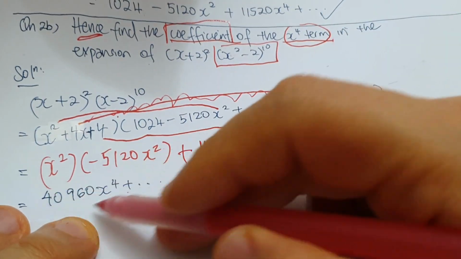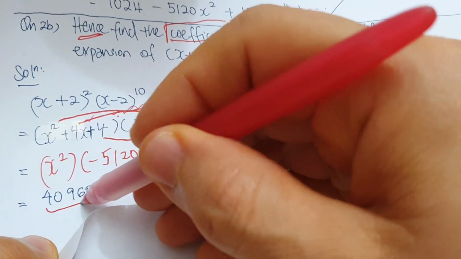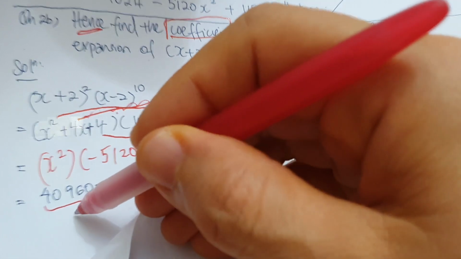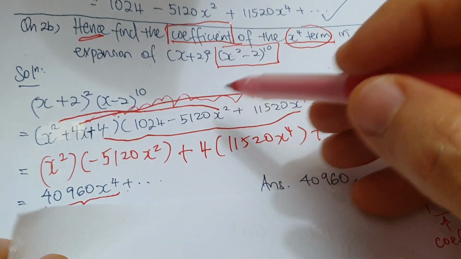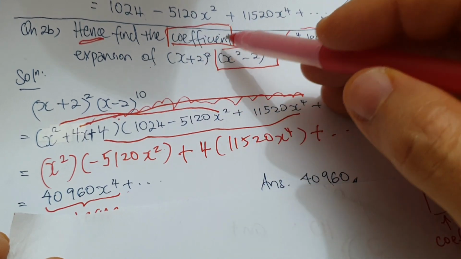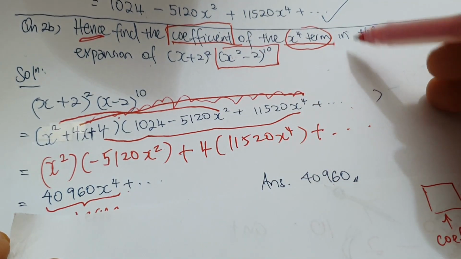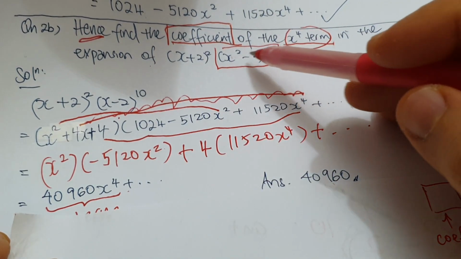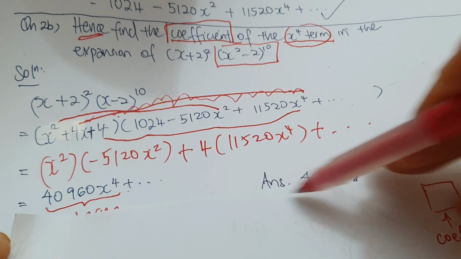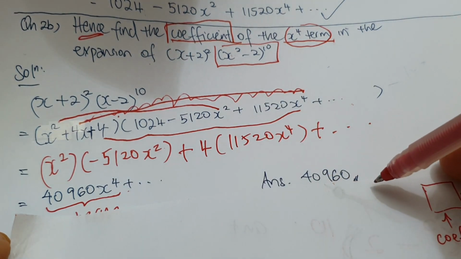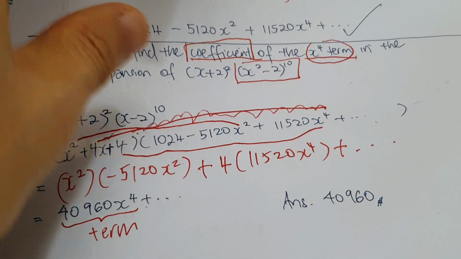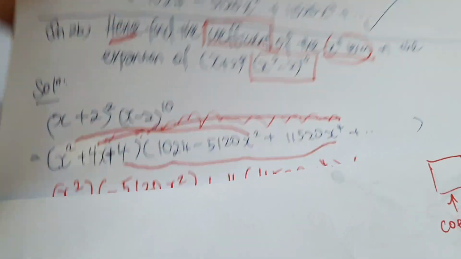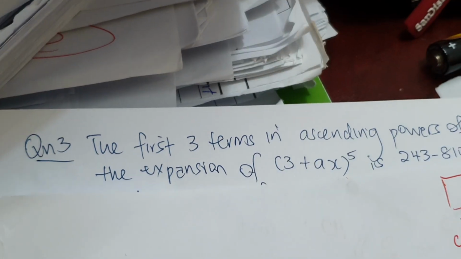They don't want the term. This thing is called the term. If they ask you for the x to the power of 4 term, this is your answer. But if they ask you for the coefficient, it means the number in front of that x to the power of 4. So it's 40960. Okay? So that's it for this particular question. Finish already. Okay, now let's move on to the next question.